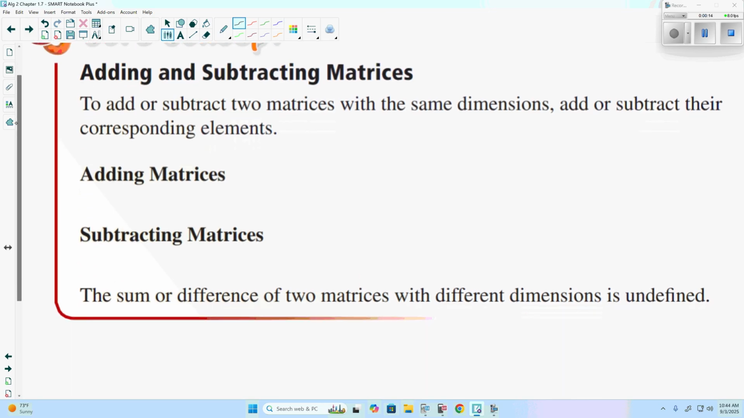What we're talking about today is adding and subtracting matrices. To add or subtract two matrices with the same dimensions, add or subtract the corresponding elements. The numbers that are in the same spot, we're going to add or subtract. The sum or difference of two matrices with different dimensions is undefined. If the dimensions are not the same, we cannot add or subtract.